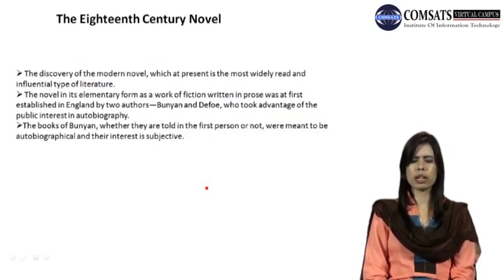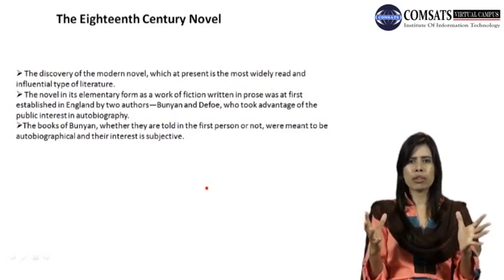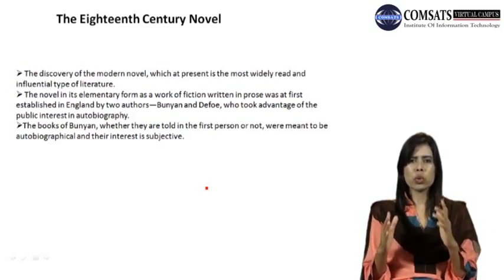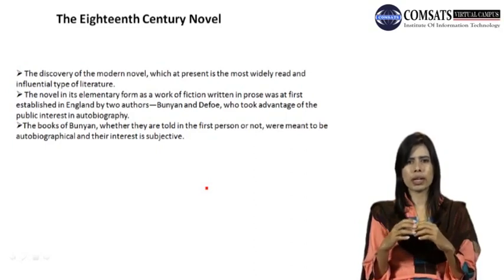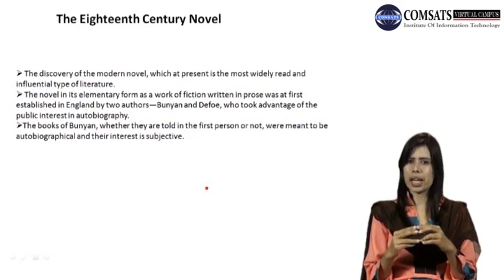The books of Bunyan, whether they are told in the first person or not, were meant to be autobiographical, and their interest is subjective. So no doubt Bunyan's interest was subjective, yet they were still very popular. He produced very popular novels, and because they were based on autobiography, maybe they were told in the first person pronoun, maybe not, but there is an element of autobiography present in his writings, which gave a subjective opinion as well.